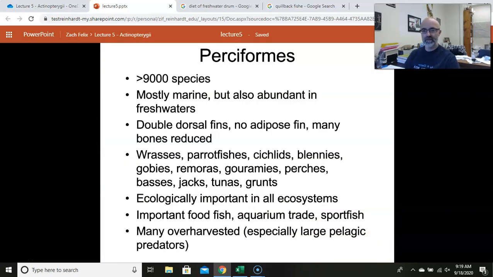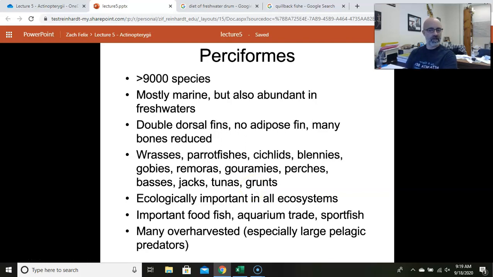Perciformes, huge order. Over 9,000 species in this one order. You recognize them because they have 2 dorsal fins. So that includes things like the basses around here, all the sunfishes, but also all the darters, all the percids, right? Perches, things like that. So very big group. Ecologically important.